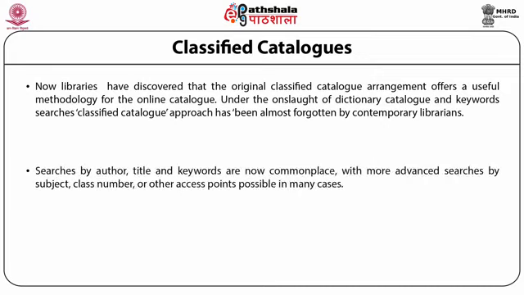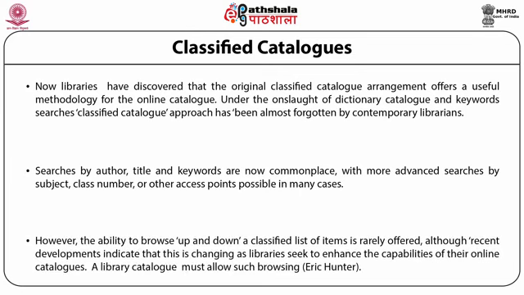Searches by author, title, and keywords are now commonplace, with more advanced searches by subject or class numbers or other access points possible in many cases. However, the ability to browse up and down a classified list of items is rarely offered, although recent developments indicate that this is changing as libraries seek to enhance the capabilities of their online catalogs. A library catalog must allow such browsing, that is, moving up and down the hierarchy, says Eric Hunter.